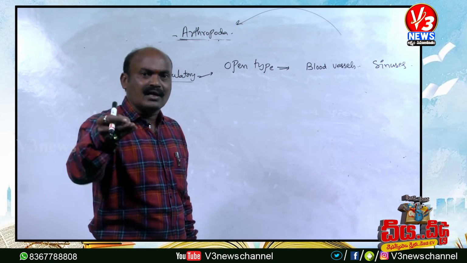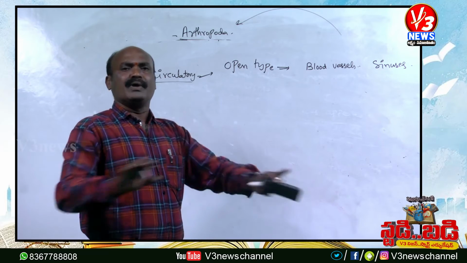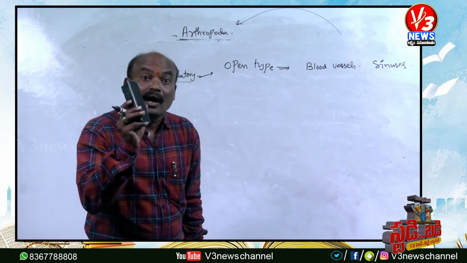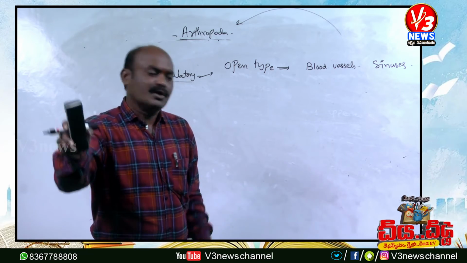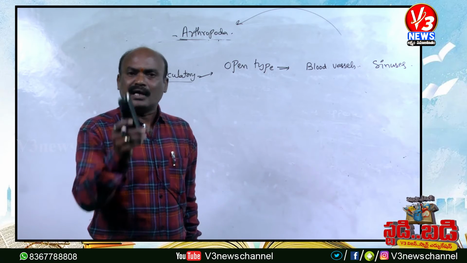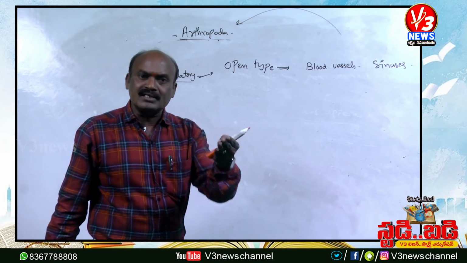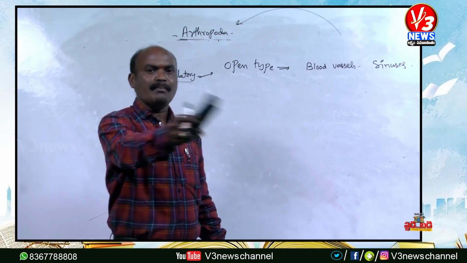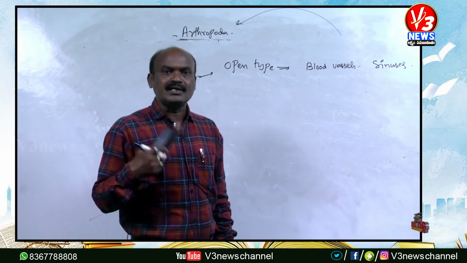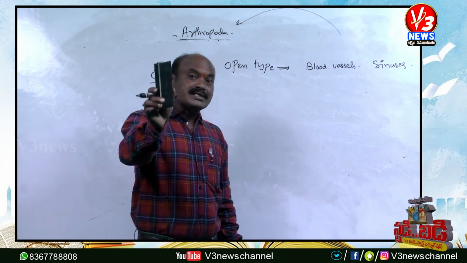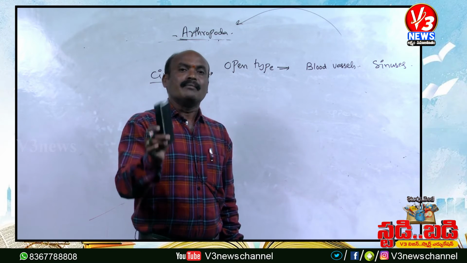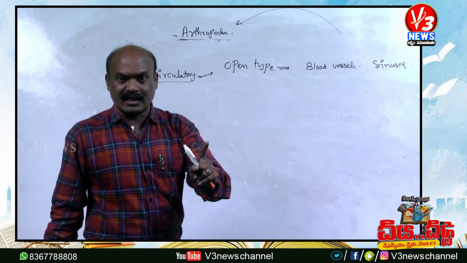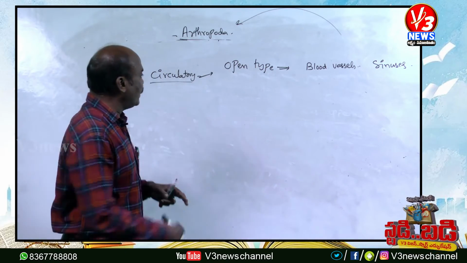So what is the need of the sinuses in arthropods? Simple thing. In some groups of arthropods, blood vessels are poorly developed. For example, cockroach. In cockroach, only one blood vessel is present, that is aorta. There are three types of sinuses: pericardial sinus, perivisceral sinus, perineural sinus. So the presence of sinuses is because of the poorly developed blood vessels. So that is open type of circulatory system.